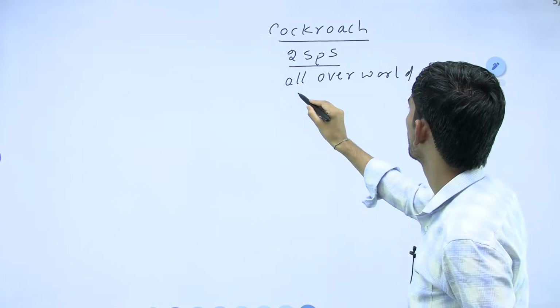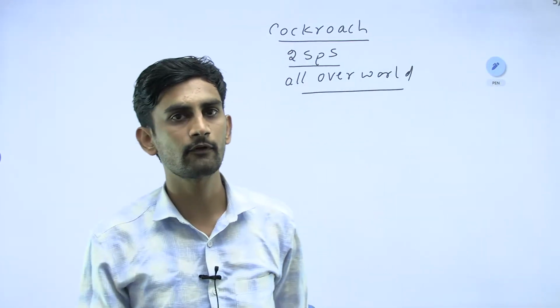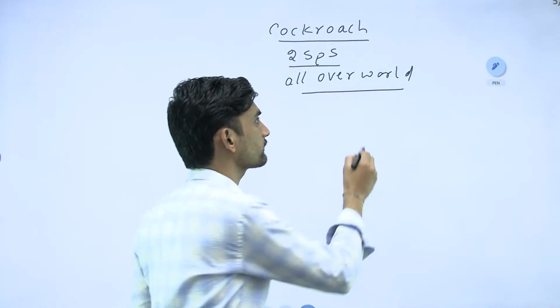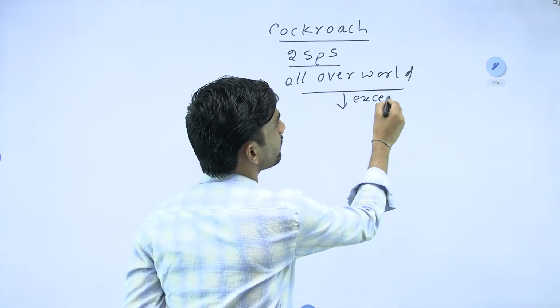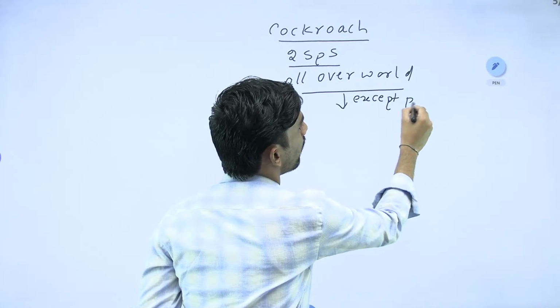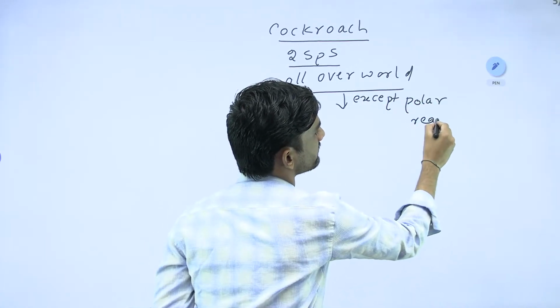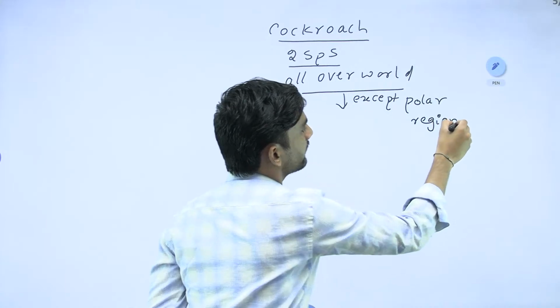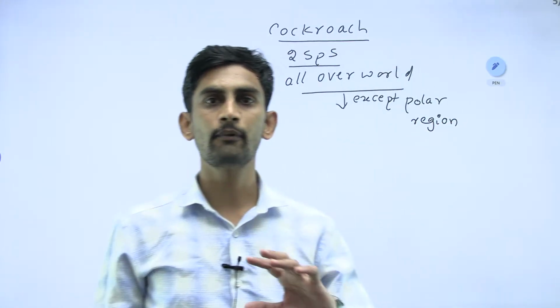All over the world you will find these cockroaches, different types of cockroaches, except in the polar regions. You have to concentrate on this sentence. This is very important. Except the polar regions, you will find them in almost all parts of this world.